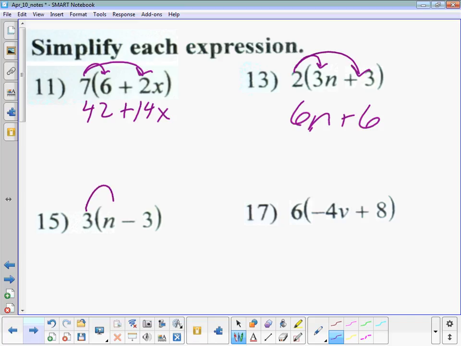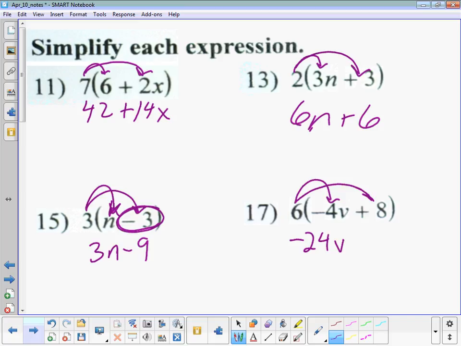Now I can take 3 times n, and that gets me a 3n. I can take 3 times, now consider that a negative 3. When I look at this whole thing, that's a negative 3. 3 times negative 3 is negative 9. So I can think of that minus as a minus sign, or I can think of it as a negative. And when I go to do the distributive property, I'm going to think of that as a negative when I'm doing my multiplication. So on 17, I got 6 times a negative 4v, which is a negative 24v, and 6 times the 8, which is a positive 48.